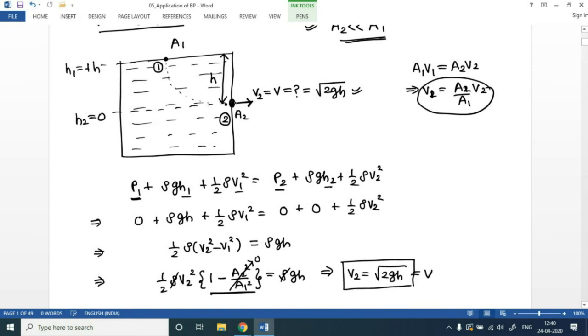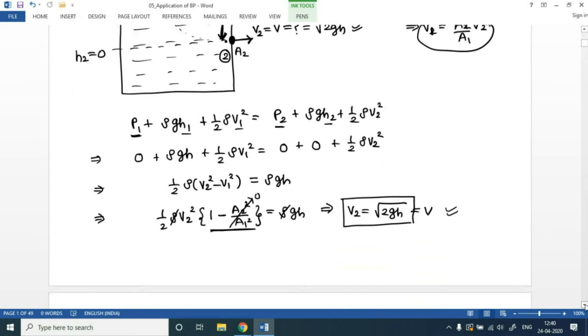Here this velocity of efflux will depend upon the depth of this orifice from the open surface of the liquid. This is the open surface of the liquid, and this is the position of the orifice. So this small h represents the depth of the orifice from the open surface of the liquid. And definitely it is not going to depend upon the density of the liquid. So this is the velocity of efflux.